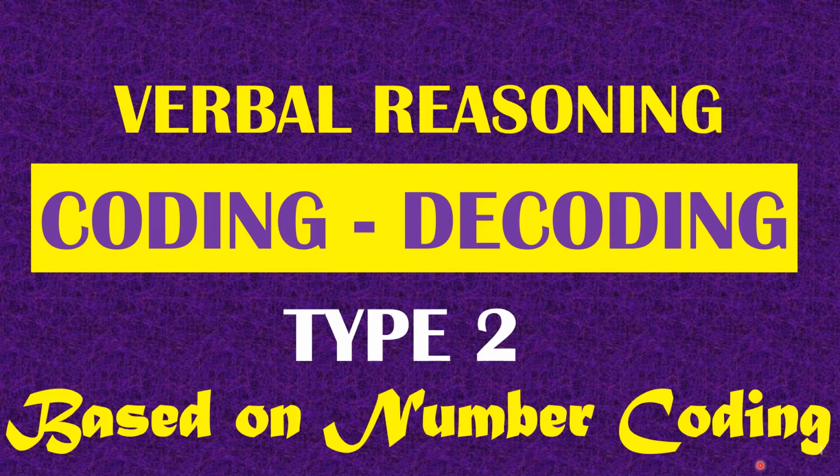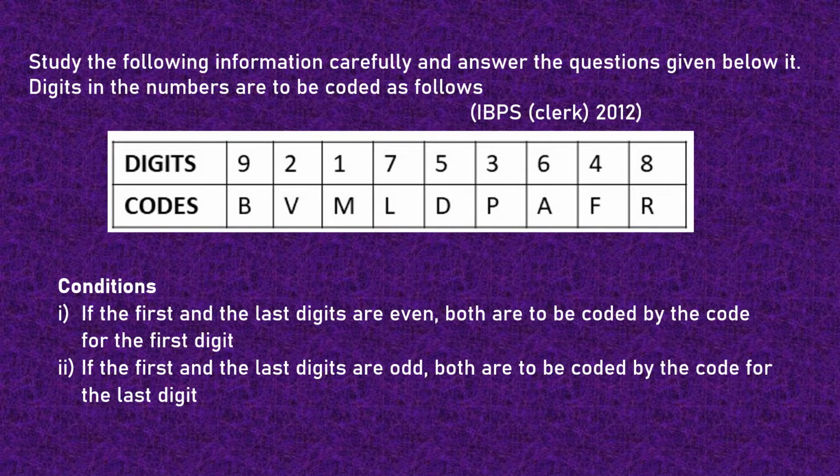Hello everyone, welcome to Suresh Agarwal's Reasoning Mantra, and in today's video we'll be discussing coding and decoding questions based on number coding. This is a very important part of all reasoning papers. In whichever exam you get reasoning as a section, you will definitely find one or two questions based on this type of coding. So this is the first question. Actually, this is a question which has 5 parts to it. This is the information that is given to you in the question itself, and this was a question which was asked in the IBPS clerical exam in the year 2012.